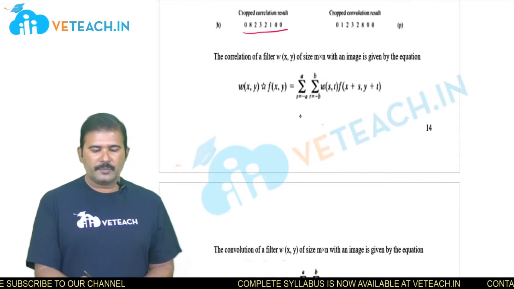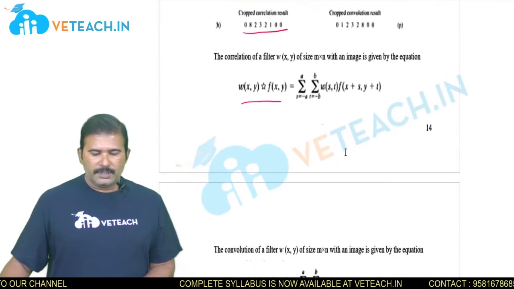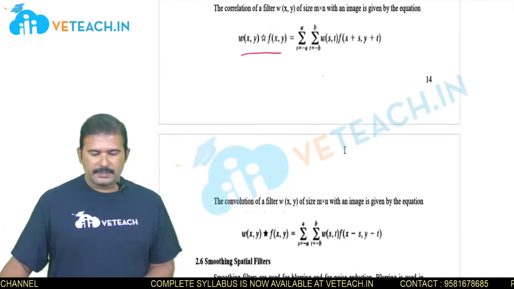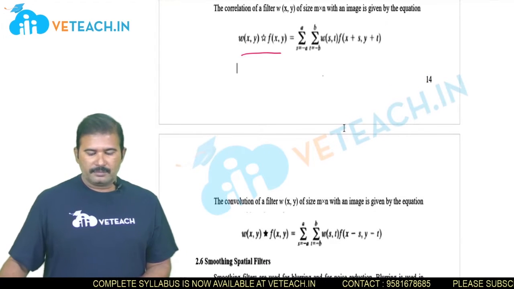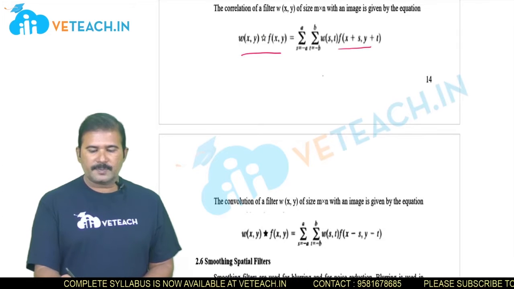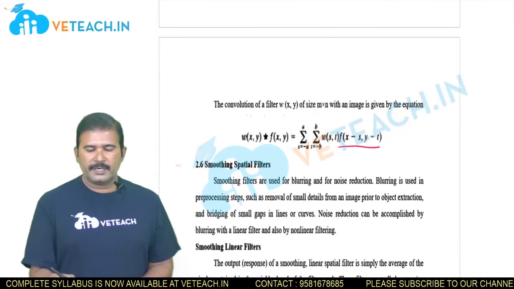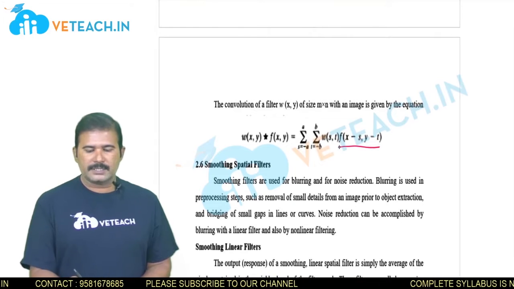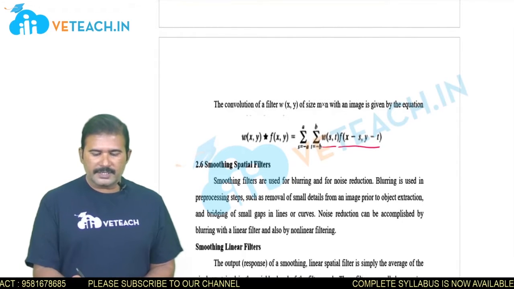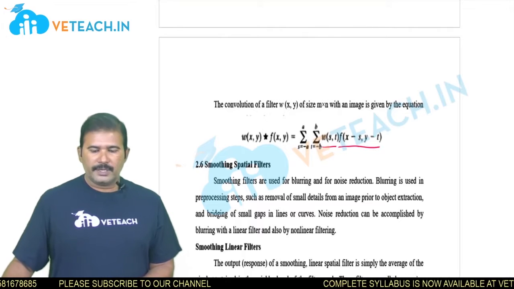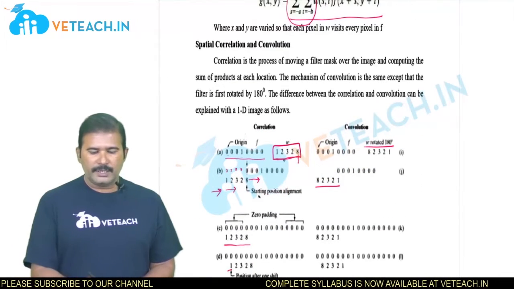In equation form we can represent the correlation and the convolution. In the equation form these two are represented like this: correlation between filter and image, and convolution, where the only difference is f of x plus s, y plus t. For convolution, since we have flipped the filter by 180 degrees, it results in f of x minus s and y minus t, where w of s comma t is nothing but the filter, which in this case uses the filter coefficients 1, 2, 3, 2, 8.